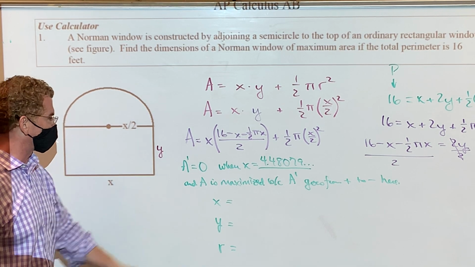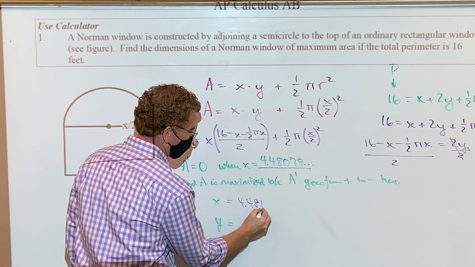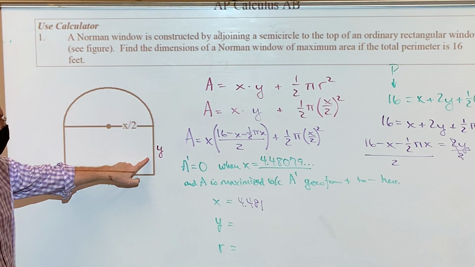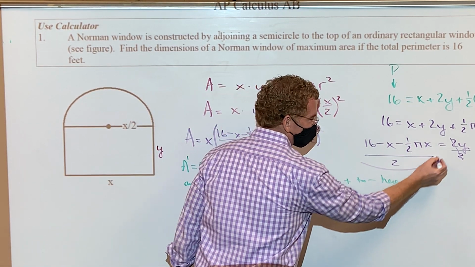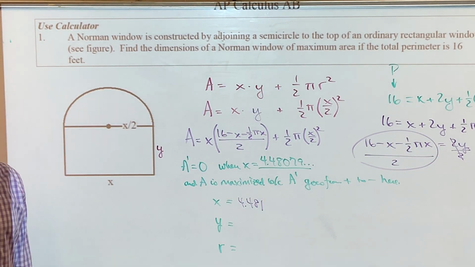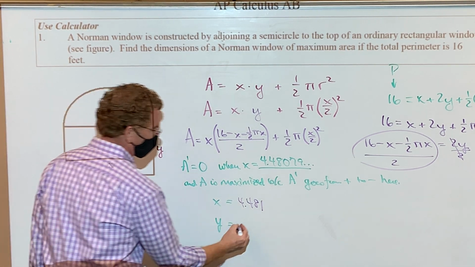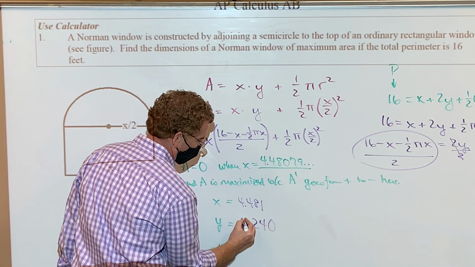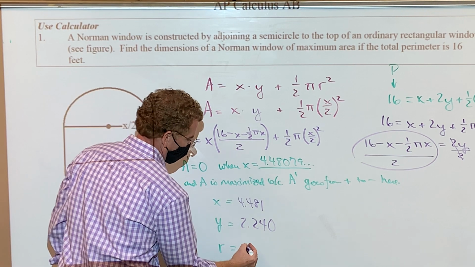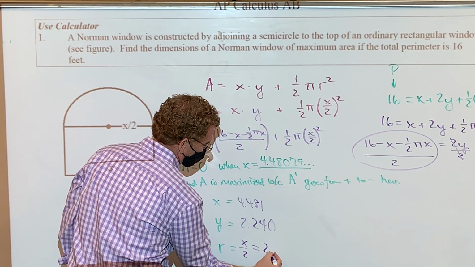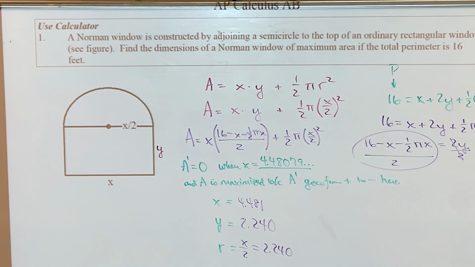Now tell me what I'm going to do to find x. Nothing. That dimension is 4.481. What am I going to do to find y? I got to plug it into that. Are you with me? So take your time and plug it into that. That's going to give you 2.240. And then what am I going to do to find the radius? Divide the x by 2. And that's going to be also 2.240. Y'all seen that?